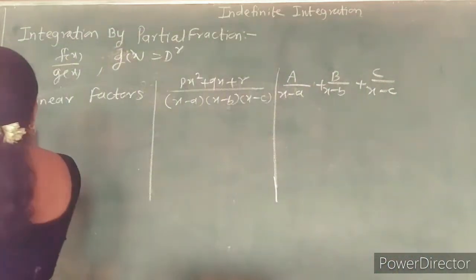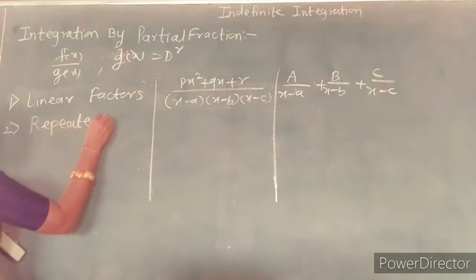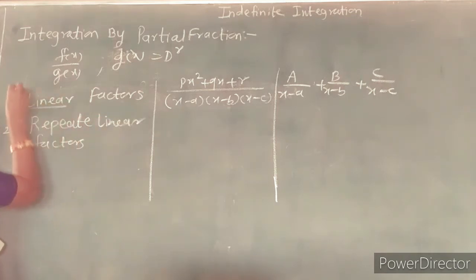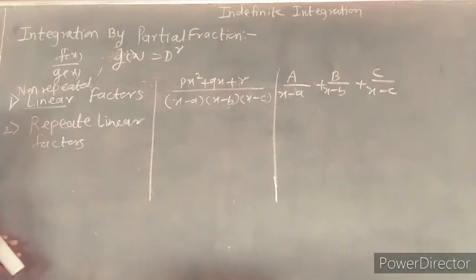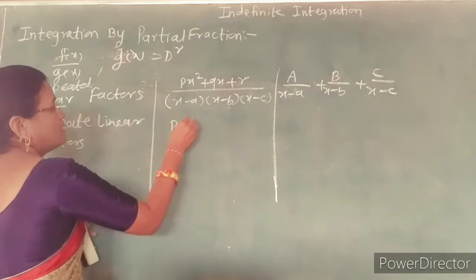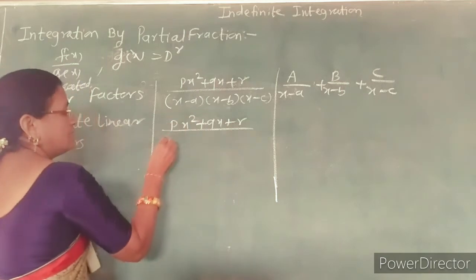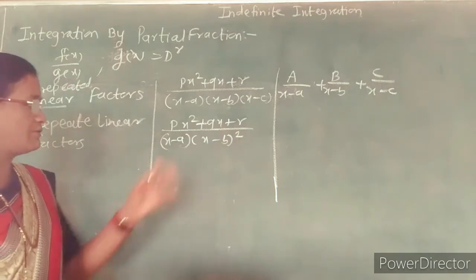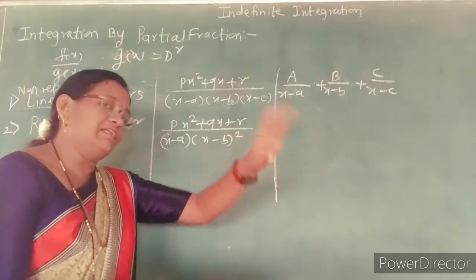For the second case, the denominator contains repeated linear factors. Naturally, in the first case the factors are non-repeating. For repeated linear factors, we take the numerator as px square plus qx plus r. Here the first factor is x minus a and the second factor is x minus b, which is repeated twice, or you may take it repeated thrice, or again you can take one more factor x minus c repeated thrice.